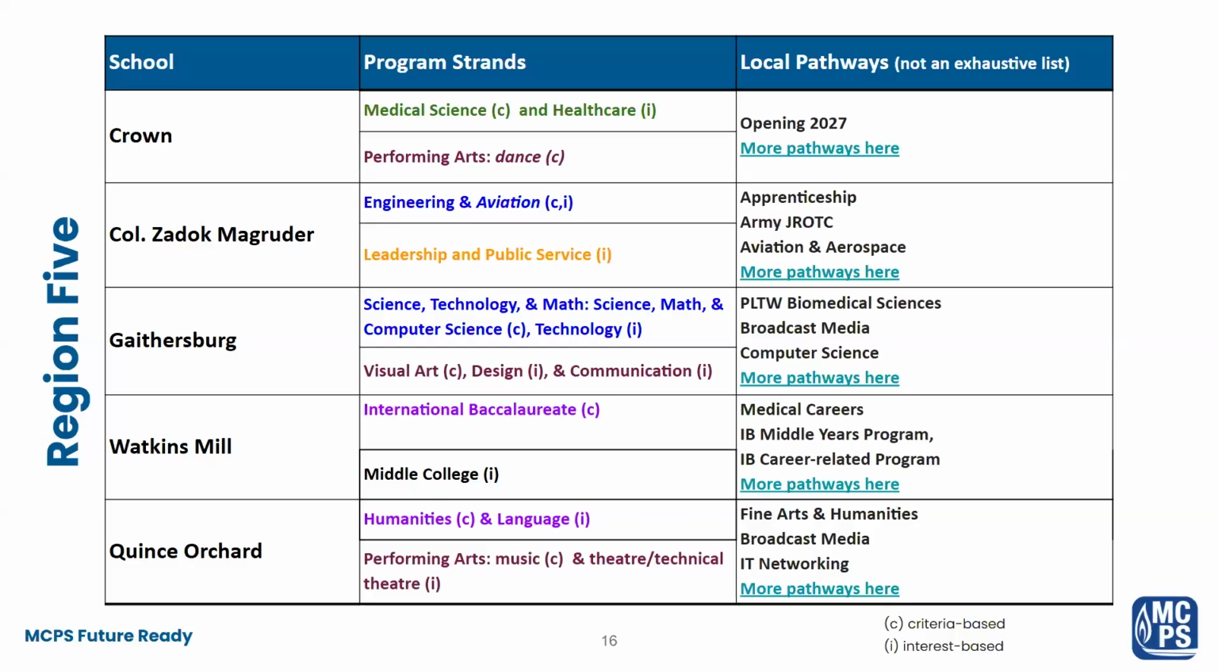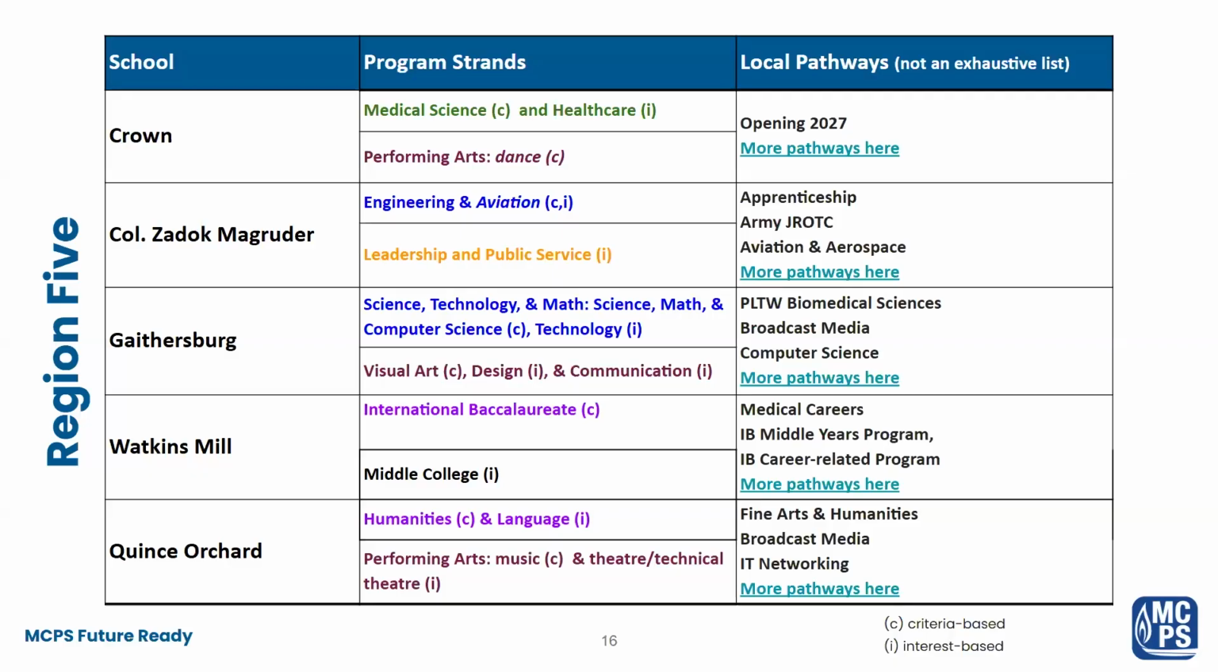You see the medical science and healthcare and the dance program at Crown. Engineering and aviation at Magruder. It's kind of a different combo. We haven't seen it in the other regions exactly like this, but we have a regional aviation program at Magruder, which pairs nicely with engineering. You'll see the science, math, and the science, technology, and math at Gaithersburg, as well as the visual arts.